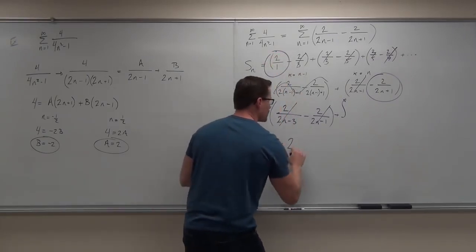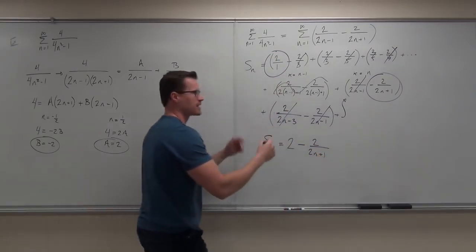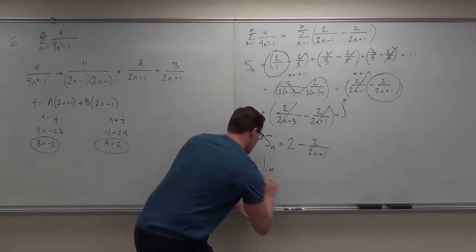So what's left? I've got a 2, I've got a minus 2 over 2n plus 1. What's the last step, folks? Limit.